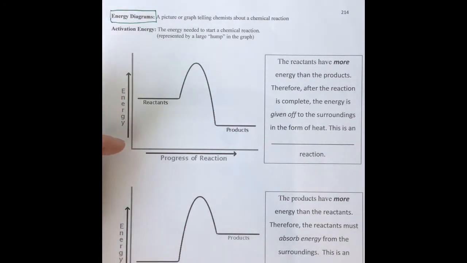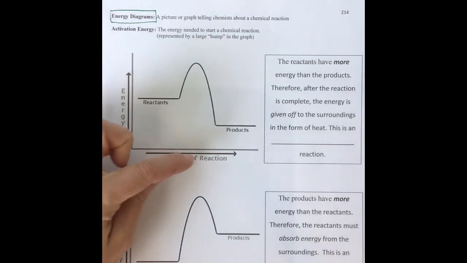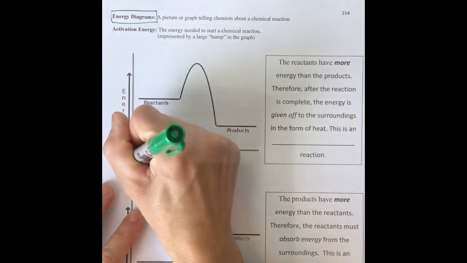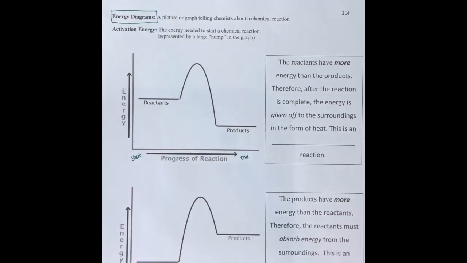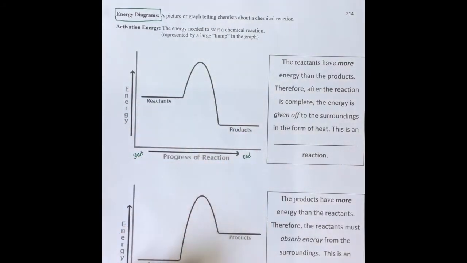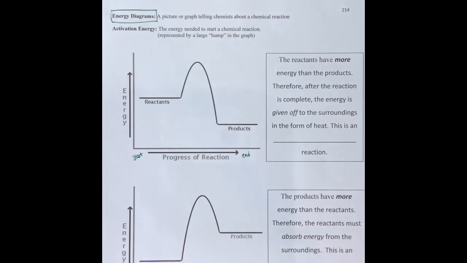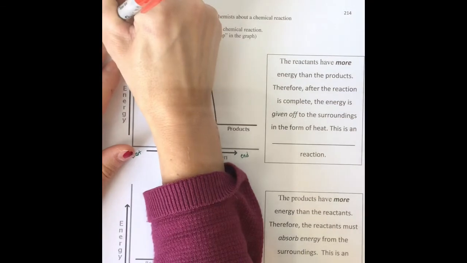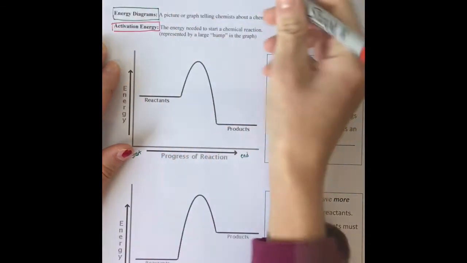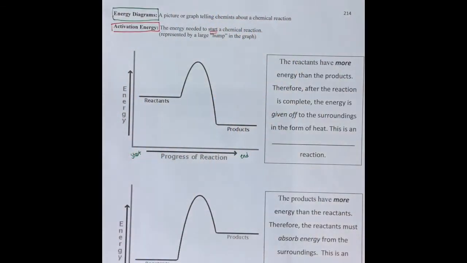Okay? So energy is here on your y-axis, and then on your x-axis is the progress of the reaction. This would be the start of the reaction, and this would be the end, or when the reaction is finishing, and it goes on throughout time. Okay, another vocabulary word that we need to talk about is something called activation energy. And this is the energy needed to start a chemical reaction, to get it going.